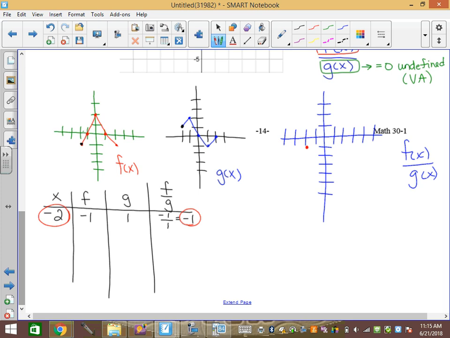Okay, then I'm going to look at negative 1 for my x. Negative 1 on my f is 0. Negative 1 on my g is 2. 0 divided by 2 is 0. Because whenever my f is 0, I'm going to end up with the 0 because it's 0 divided by something. So my new point is negative 1, 0. Then I go to 0. At 0 on the f, I'm 2. At 0 on the g, I'm 0. So I'm doing 2 divided by 0, which is actually undefined, or a vertical asymptote. So I have a vertical asymptote when x equals 0.